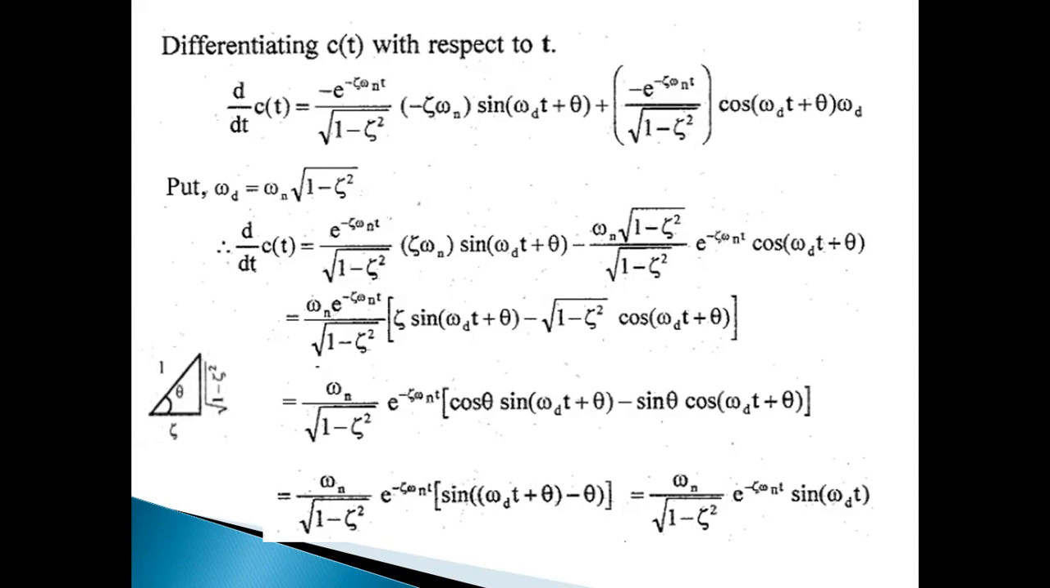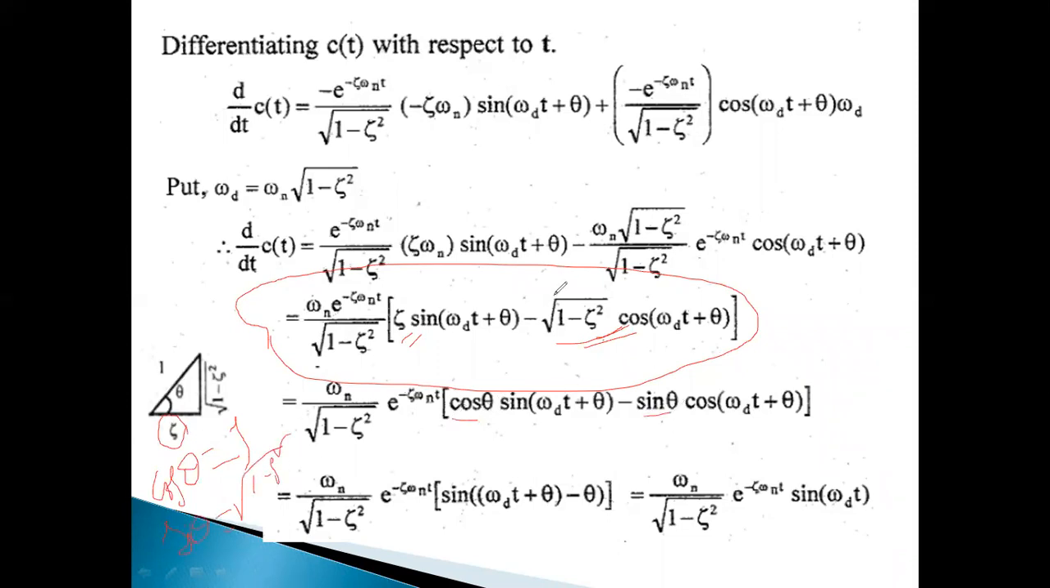So note down this simplified equation. So d by dt of c of t, you will get something like this. Now again, substituting back, this zeta can be substituted with cos theta. Cos theta is equal to zeta, sin theta is equal to square root of 1 minus zeta square, using this right angle triangle.